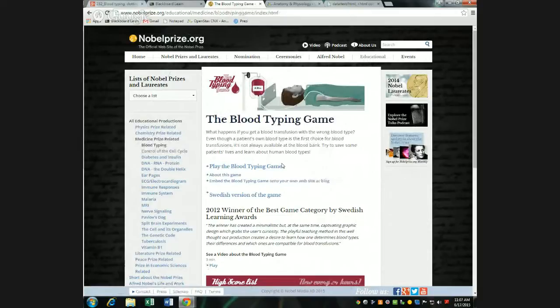What they did, so the version I just showed you, those 3 patients always have the same blood type. The new version, they've set it up so it can do all 8 blood types, and it just randomly selects 3 of them out for each time you play.